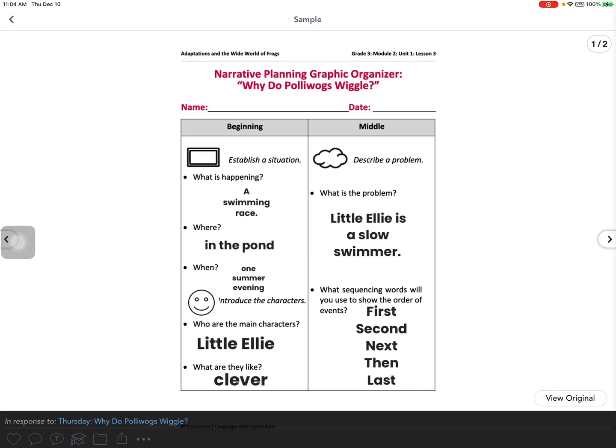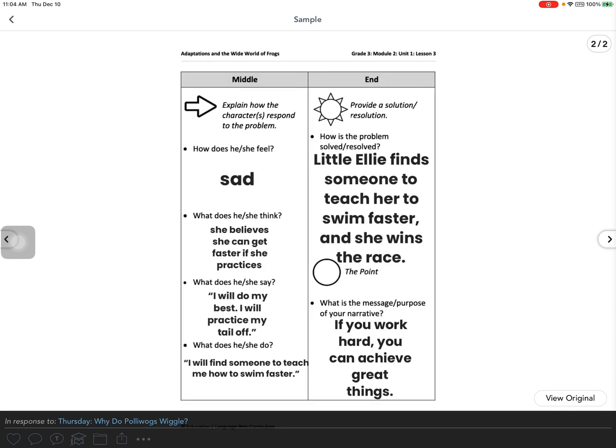What sequence words will we use to order the events? First, second, next, then, last. In the middle, Ellie feels sad. And then what does she think? She believes she can get faster if she practices. What does she say? I will do my best. I will practice my tail off. What does she do? I will find someone to teach me how to swim faster.